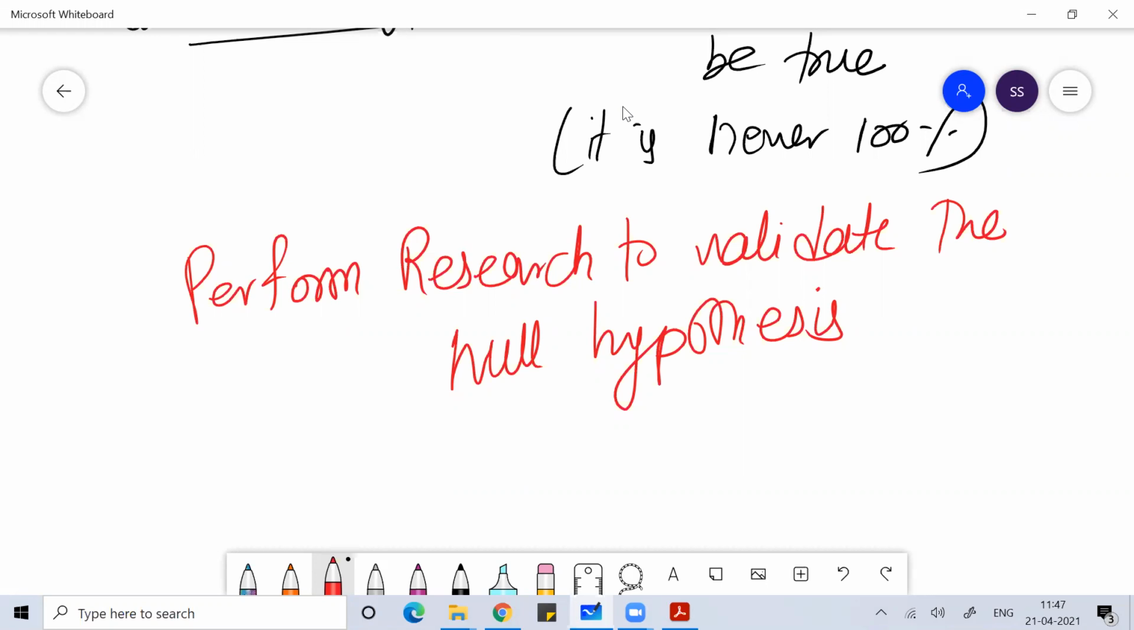So then, to validate whether the null hypothesis, what is given, is true or not, we collect the data and we do research on the data. So that is what we are trying to do. The research on a data is called a sample statistics. So we perform sample statistics.